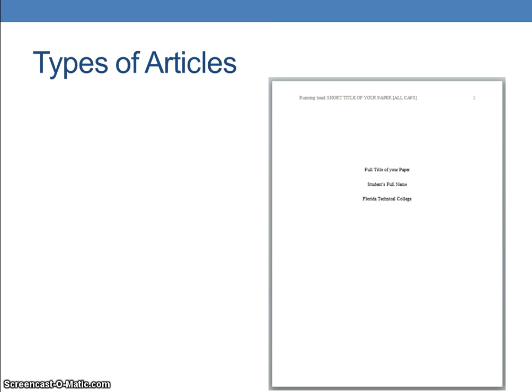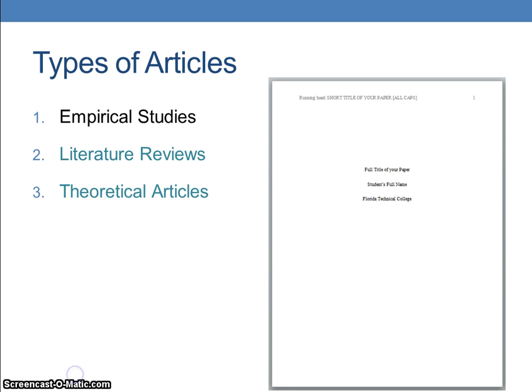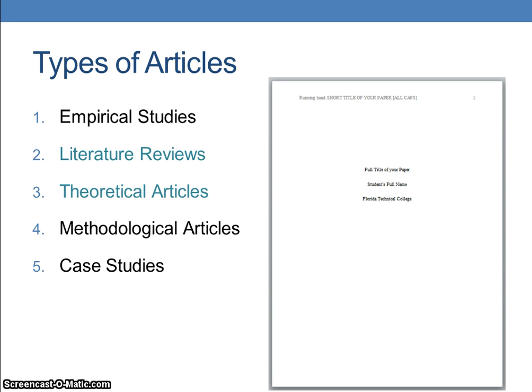There are different types of articles that can be found using APA format. These are empirical studies, literature reviews, theoretical articles, methodological articles, case studies, and others. At FTC, the types of essays most students will be developing fall under the categories of literature reviews and theoretical articles. The first one is done when we present a critical evaluation of material that has already been published.